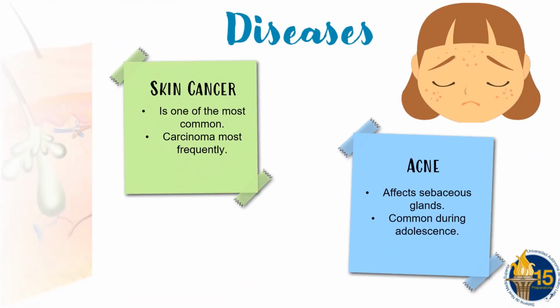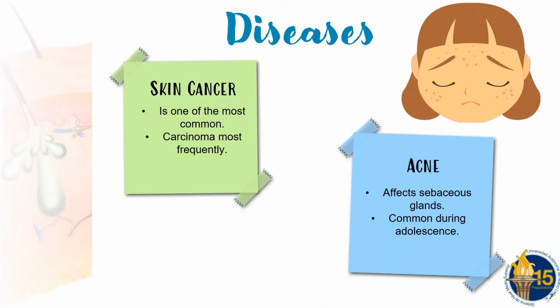Some diseases can affect our skin, for example, skin cancer and acne. Skin cancer is one of the most common. There are some types of this kind of cancer: carcinoma, epidermoid, and melanoma. The most frequent is the carcinoma. It is originated in the epidermis. It is slow-growing and locally invasive and destructive.